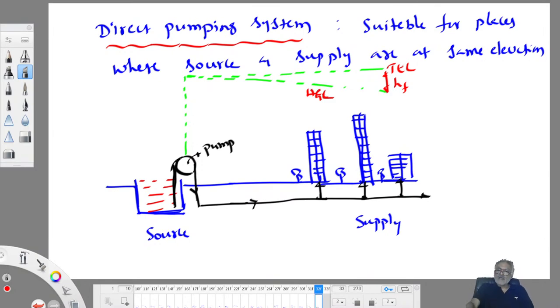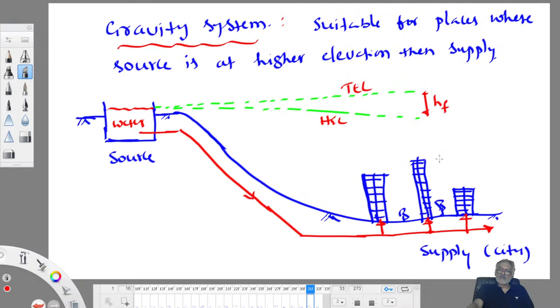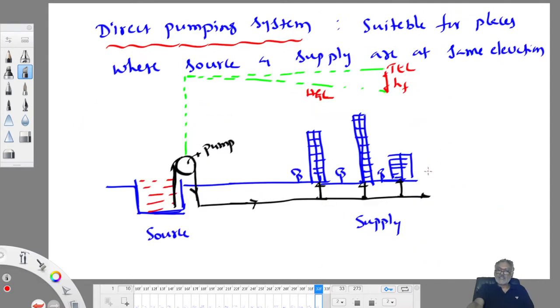Whereas in the case of a direct pumping system, pressure is not in your control. You can't increase the pressure, you can't decrease the pressure. But here, if you want to increase the pressure, you can increase; you can decrease the pressure. When demand increases, you can increase supply by operating the pump at a different speed. When demand decreases, we can also decrease the supply by rotating the pump at a different speed.